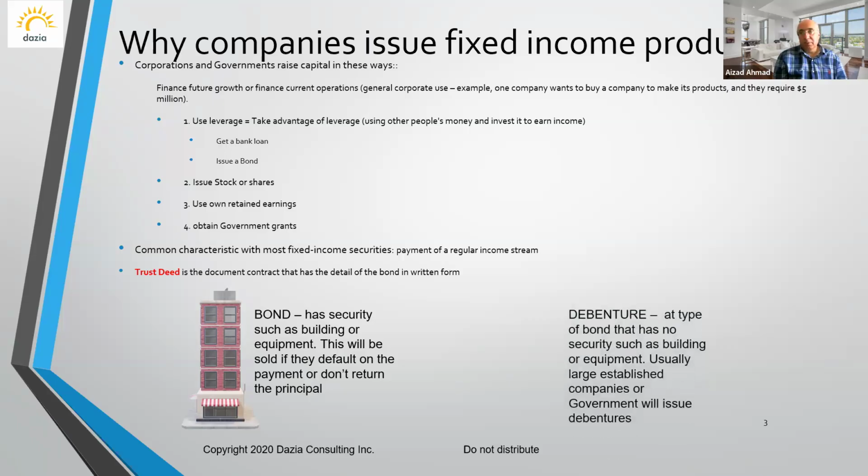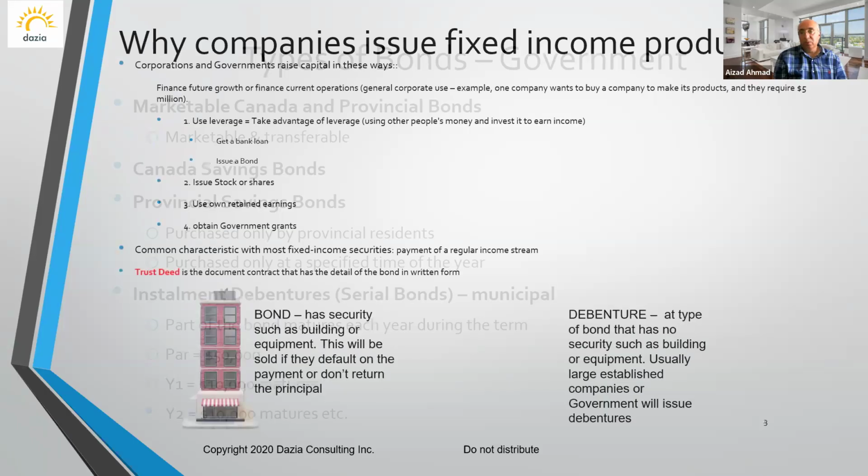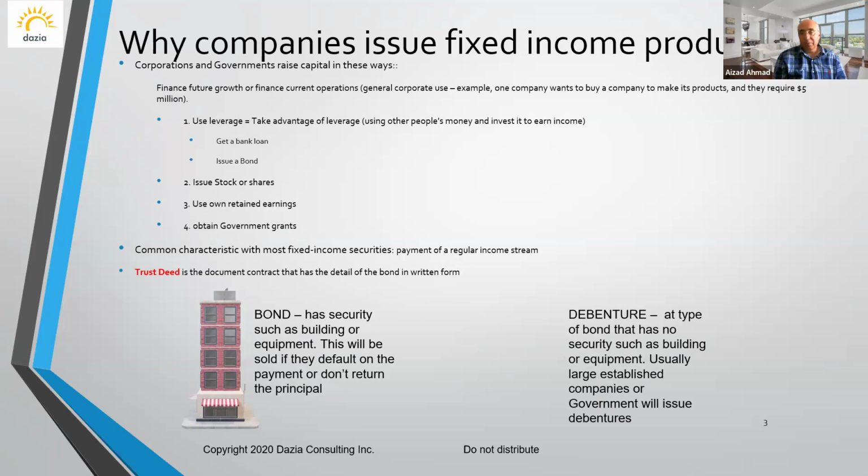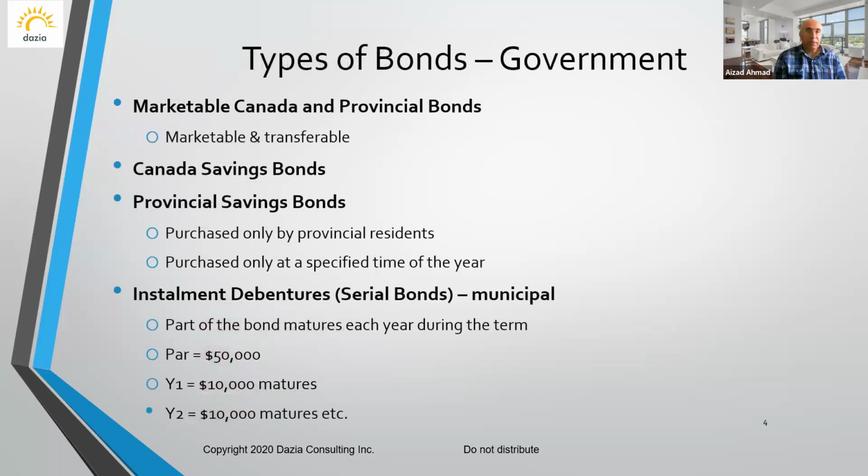Another type of bond is called a debenture. A debenture is a bond that has no security. So there's no such thing as a building or equipment. So usually large companies, established companies, or government, they will issue the debentures. So different types of bonds.